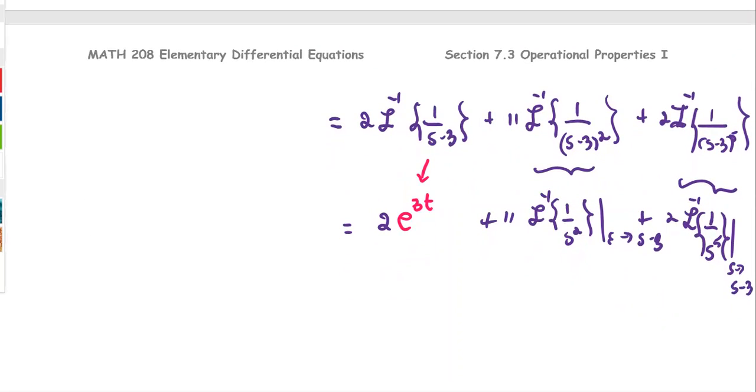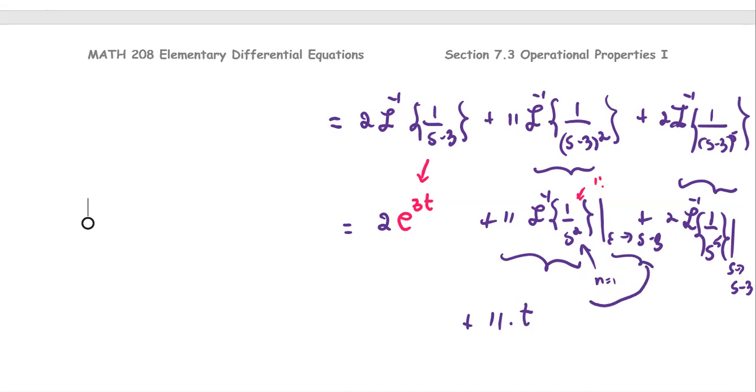Now, since the first one is done, the second one would give us, as this is s to the n plus 1, n equals 1. So you need the n factorial on the top, and 1 factorial is 1, the same as the example that we did last time. So the second inverse transformation will give us 11 multiplied by the value t. Okay, and the translation part here will make it multiply by e to the power 3t. That's the second term, and add the first term.